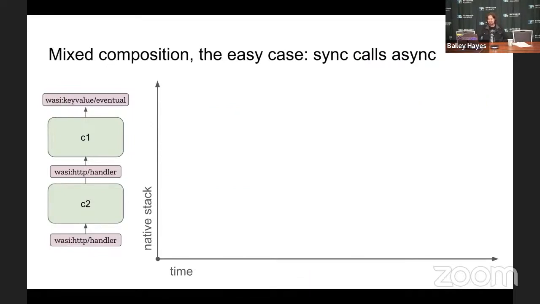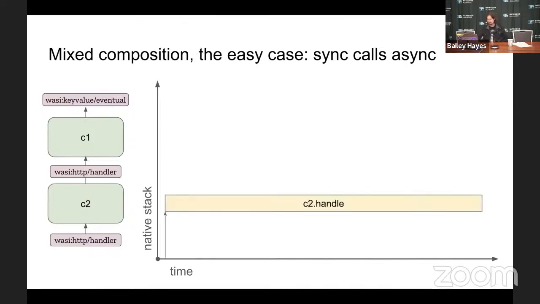Let's talk about the mixed ones because these need to compose. So let's start with the easier of the two cases, when sync calls async. So sync means we've lowered synchronously and the callee is lifted asynchronously. So we call into C2 handle. It's a big old synchronous function call. It's going to call into C1.